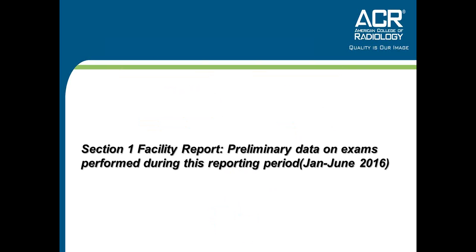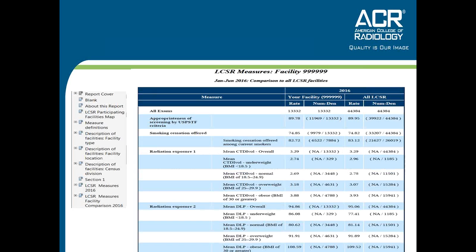Section 1 is the facility report, and we have information on preliminary data on exams performed during the current reporting period. In this case, it is January to June 2016. Here, we provide a comparison to all the LCSR facilities in the registry, and it is 2016 data. And we have the bookmark on the left side of the report for easy navigation. So your facility level measures will be compared to the entire registry.